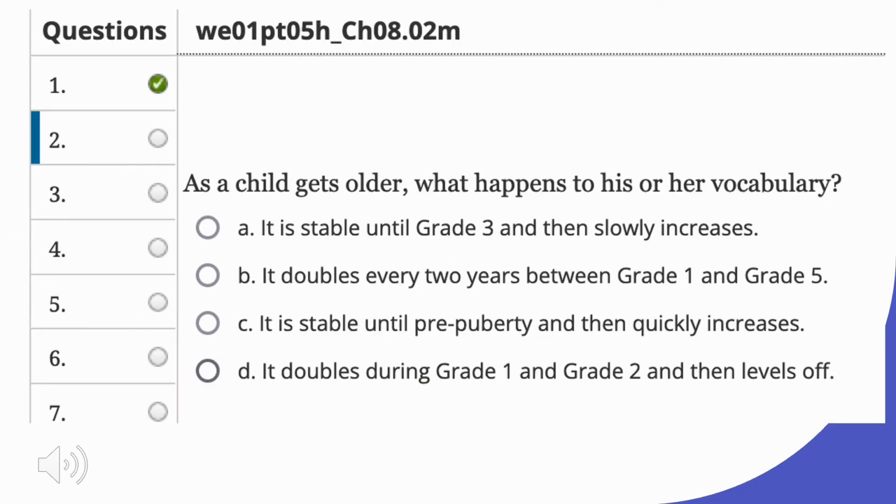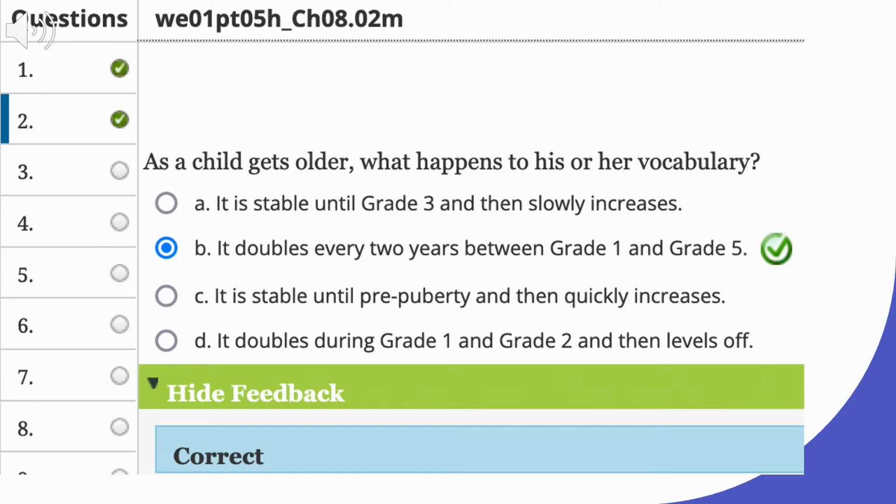Question 2. As a child gets older, what happens to his or her vocabulary? A. It is stable until grade 3 and then slowly increases. B. It doubles every 2 years between grade 1 and grade 5. C. It is stable until pre-puberty and then quickly increases. D. It doubles during grade 1 and grade 2 and then levels off. It's B. It doubles every 2 years between grade 1 and grade 5.